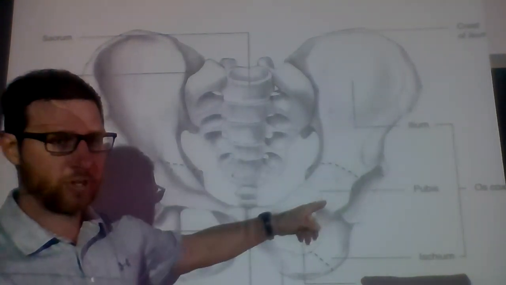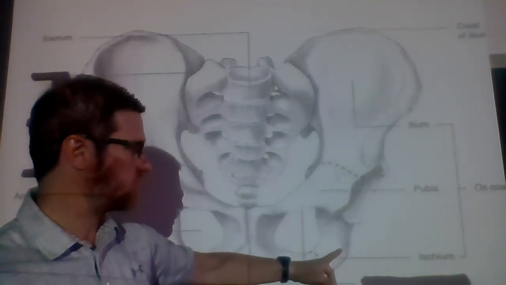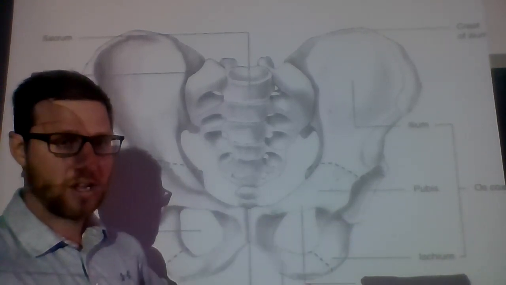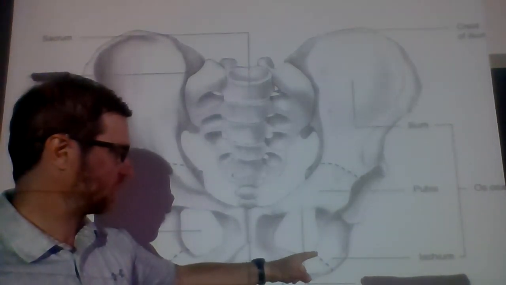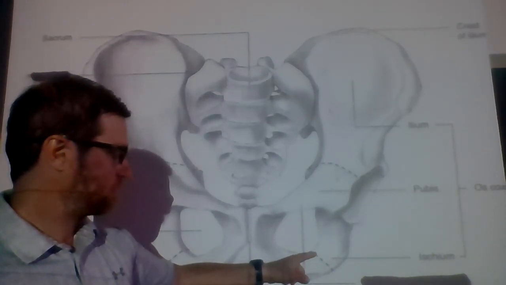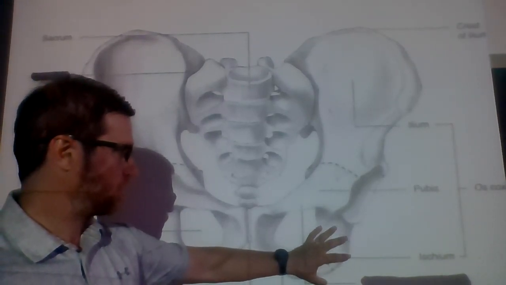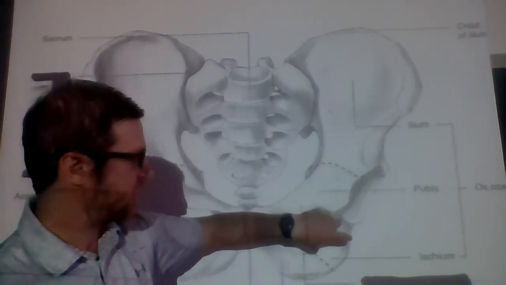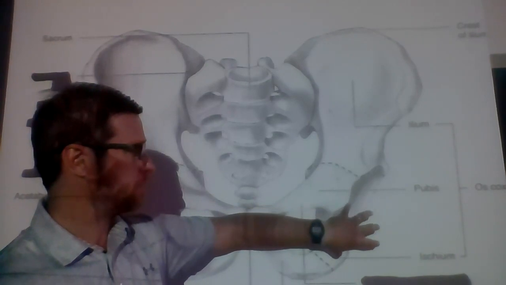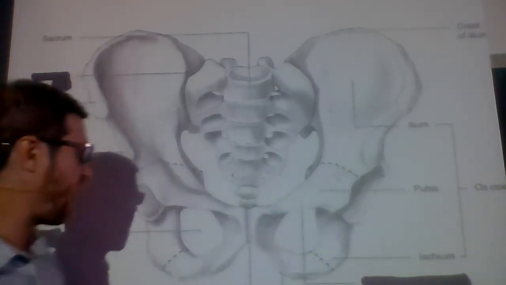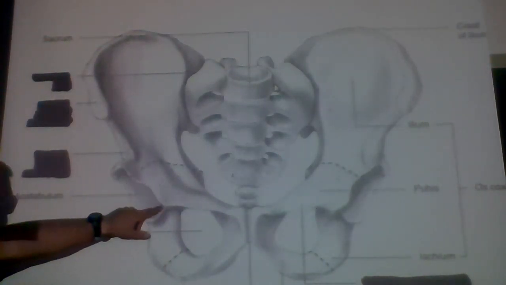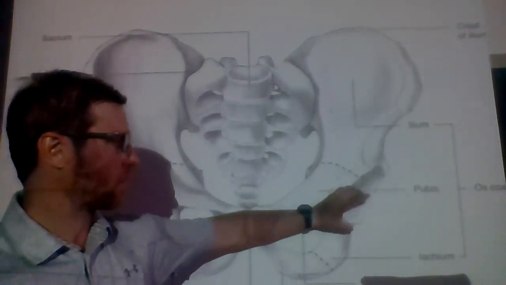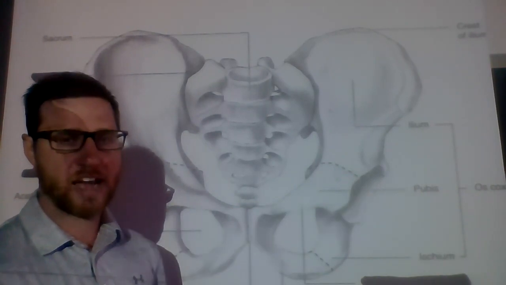So ilium, pubis, and then we have the ischium. The ischium is the more posterior part. So you can see a little bit inferior to your pubis, but it's mostly the posterior part of your pelvis. And the ischium and the pubis are going to make this large structure we call the acetabulum. The acetabulum of your pelvis is a major landmark where the head of your femur is going to fit in that acetabulum.